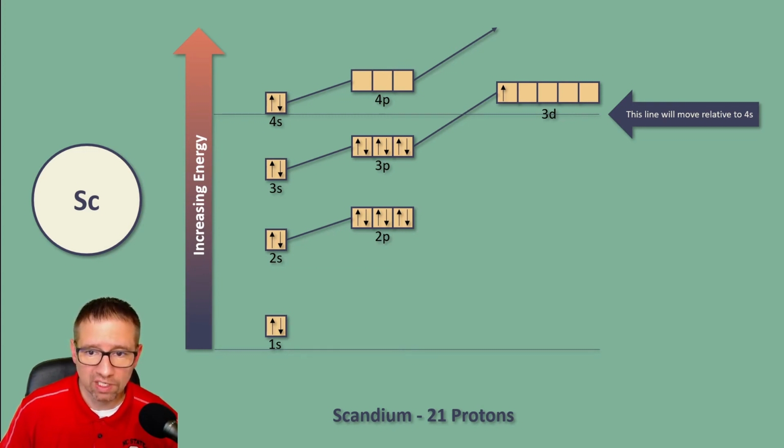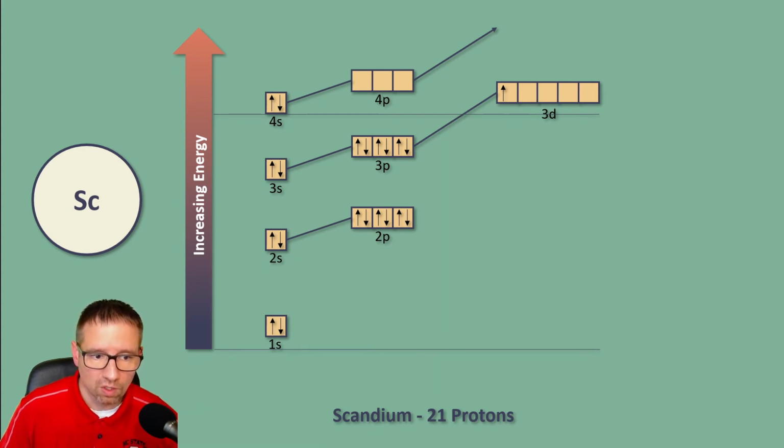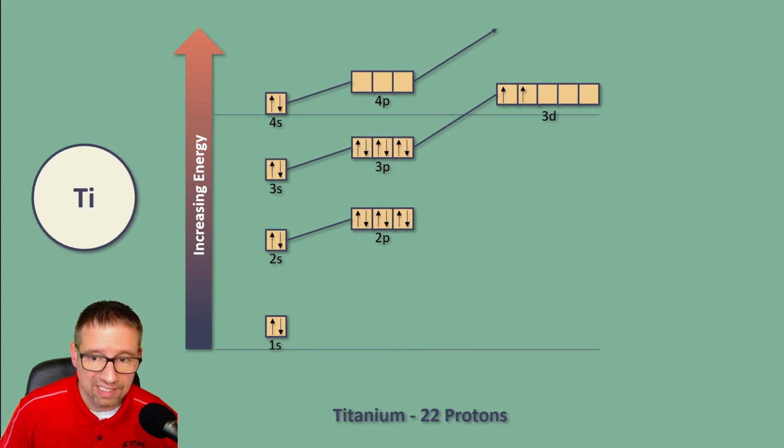It's actually moving closer to the nucleus at a slightly faster rate than the 4s. And we'll see how that affects the electron filling order as we move across. Now these changes are very subtle, so you might want to back up and watch it again if you miss it. But we're going to move across and add a proton. And of course, now we'll have titanium.